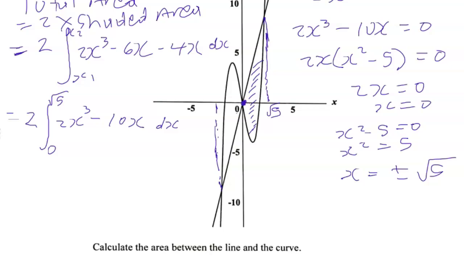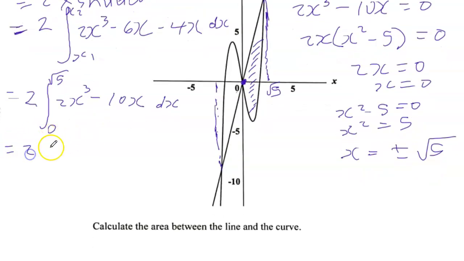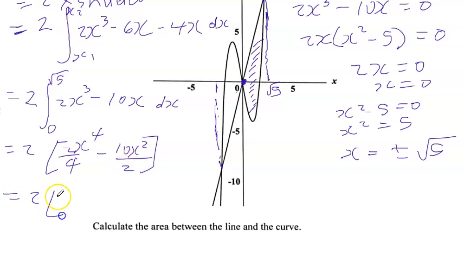Alright, so let's integrate now. Integrate 2x cubed. Add 1 to the power. We get 2x to the power of 4, divide by 4. Then for minus 10x, add 1 to the power. We get 10x squared, divide by 2. So this is now x to the power of 4 over 2, because 2 over 4, that's half. 10 over 2, that's 5. So that's 5x squared. And the limits are 0 and root 5.